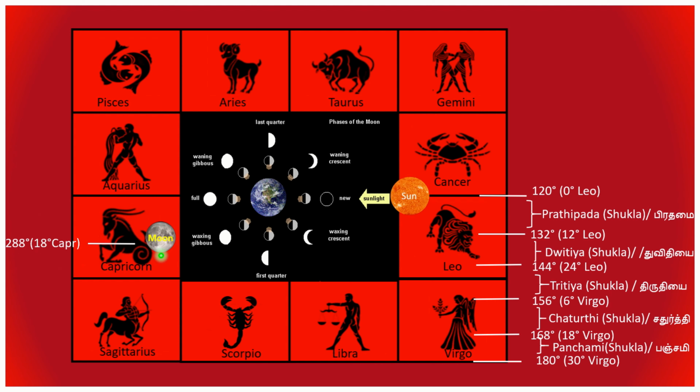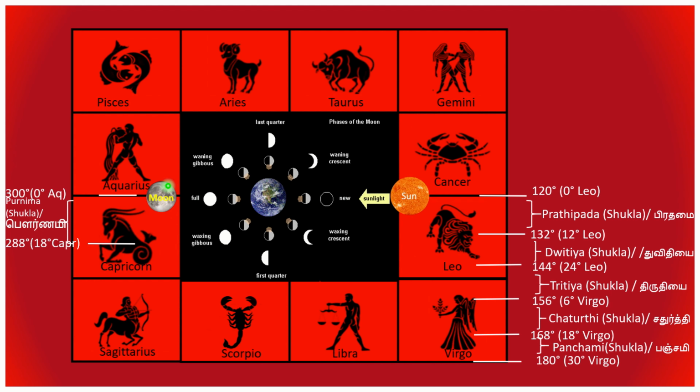So in this 288, if you minus 120 degrees, you have 168 degrees. So from 168 degrees from the sun to the 180th degree, okay, you have a difference, is the period known as Paurnami. So this is also known as full moon.